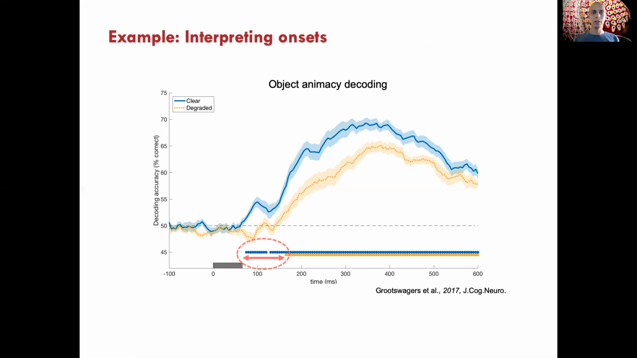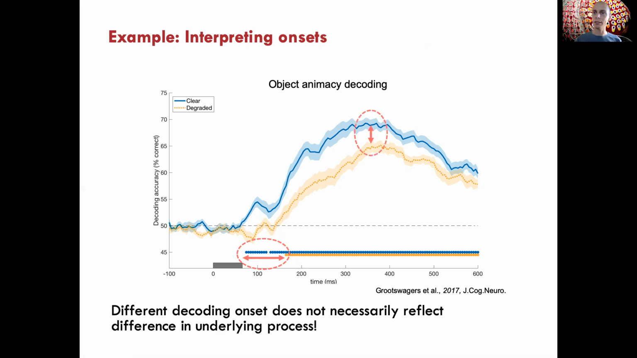So you might conclude from this plot that clearly presented items activate earlier or have decodable information available earlier than degraded items. But the difference in decoding onsets does not necessarily reflect a difference in the underlying process. What I mean by this is there's another thing in this plot that is different between the lines, and that's over there. The clear objects also had a stronger peak decoding accuracy. And this can be an issue because the stronger signal in general can actually lead to an earlier detectable signal. So here you could confuse the onset with the actual strength of the effect.